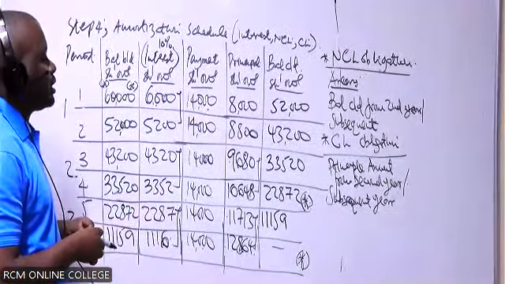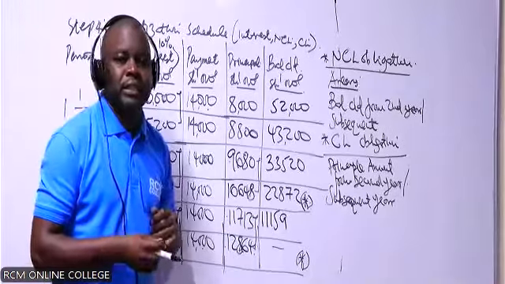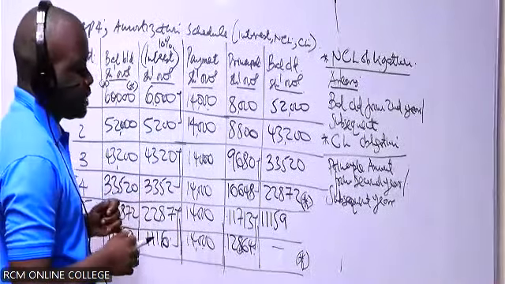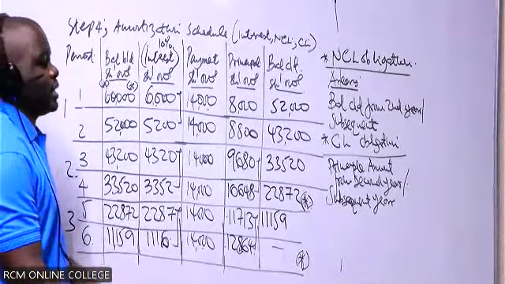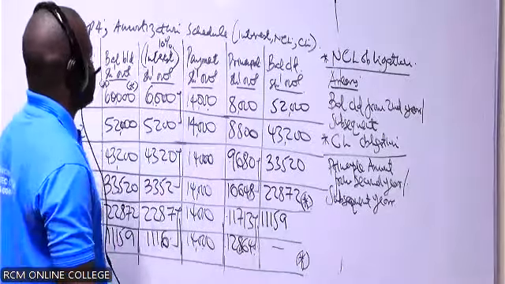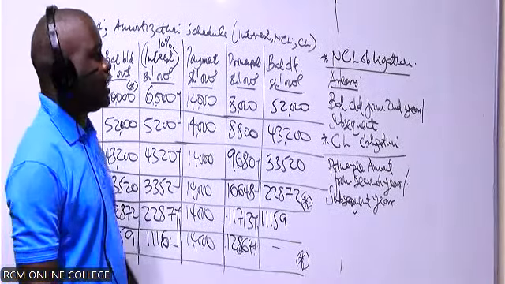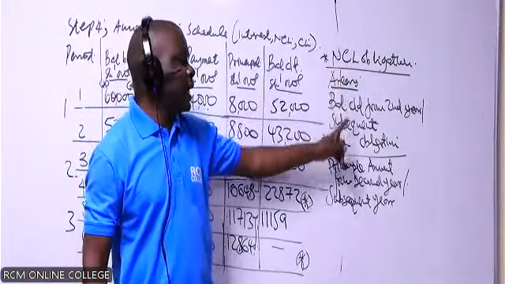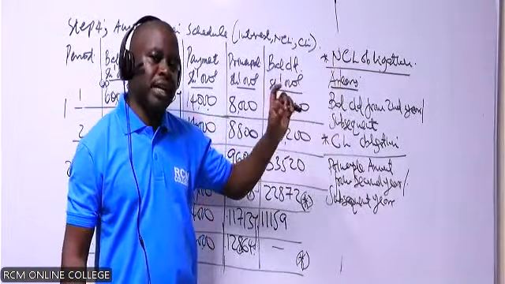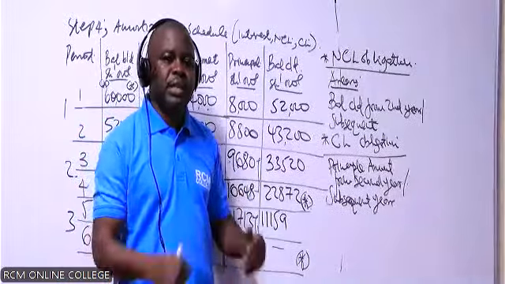Looks a bit different. You have to take note of that. So just be very keen as to how the schedule looks, and be very keen as to how you identify the NCL and the CL obligation. If you look at yesterday's question and today's, you are good to go. The steps are just the same.